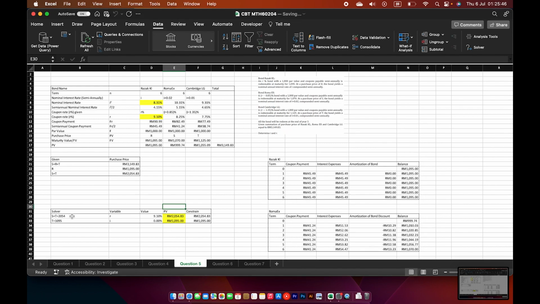Here, we have the present value of S and T, which is Roma EX and Cambridge LG, equal to 2054.83, S plus T. The first half of the equation is the present value for Roma EX, and the rest of it is the present value of Cambridge LG. We sum it together and we should get the targeted value.